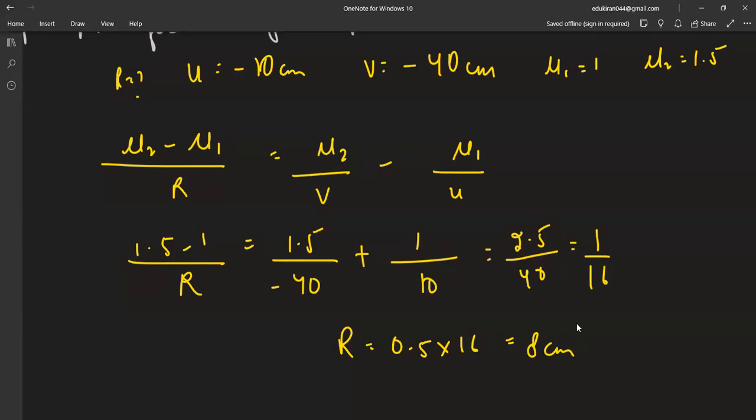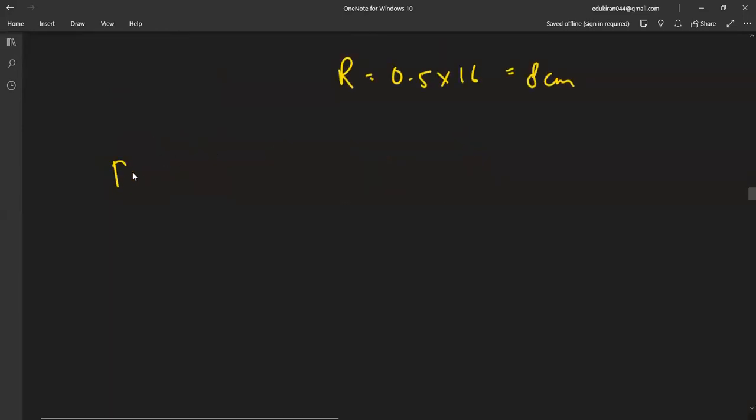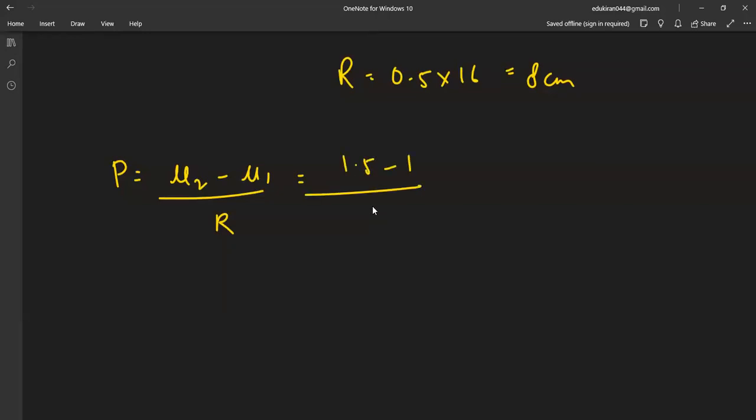Now see, you have to find out the power, it is saying. Let me tell you the formula. The power we haven't discussed yet. You will be discussing power separately also. You have a formula for power: mu2 minus mu1 divided by R. This will give you the power in diopters. We will be studying the lens maker formula, and there we will be studying power also. So 1.5 minus 1 divided by 8, that is 0.5 divided by 8.